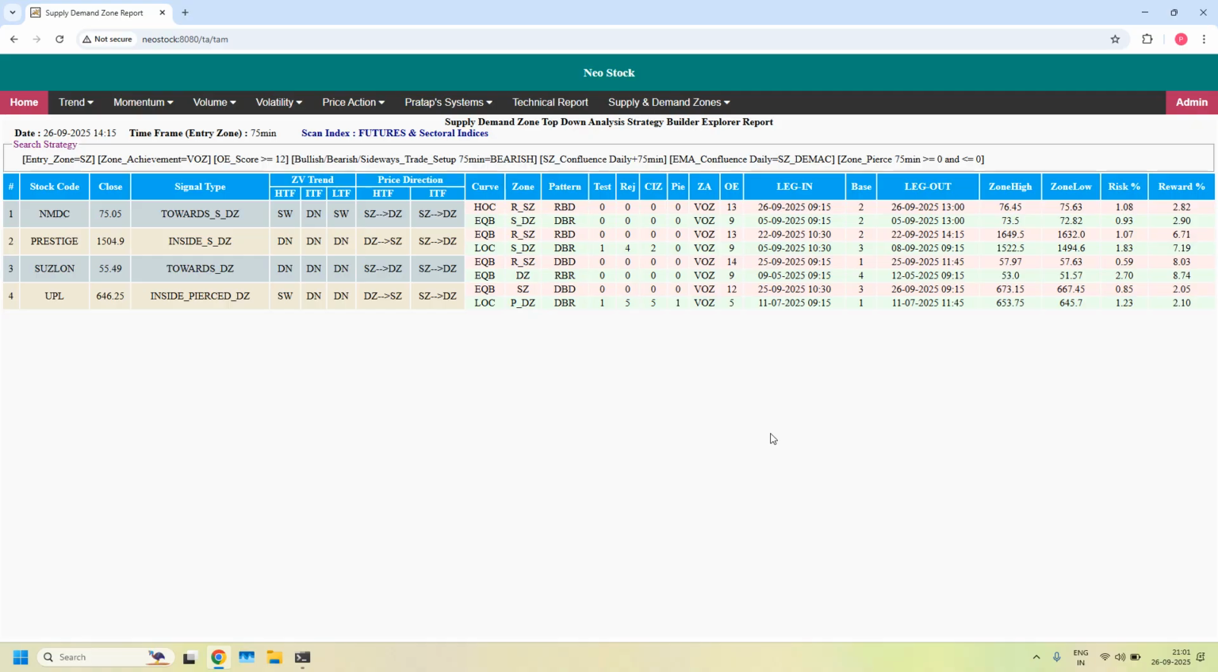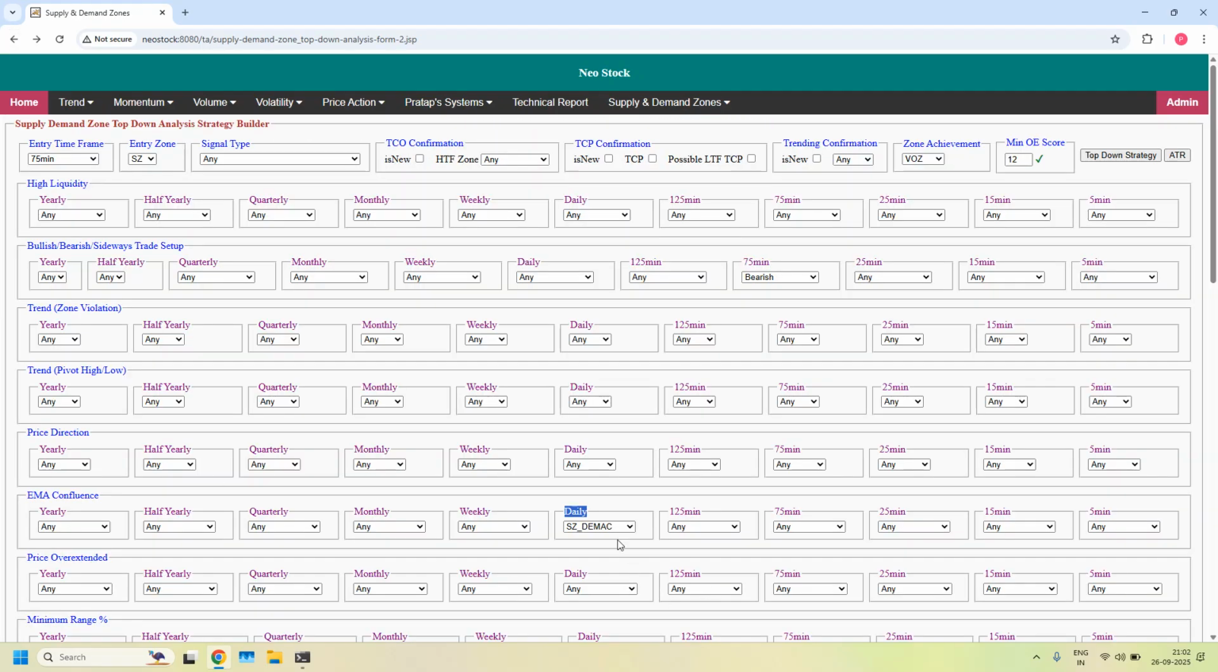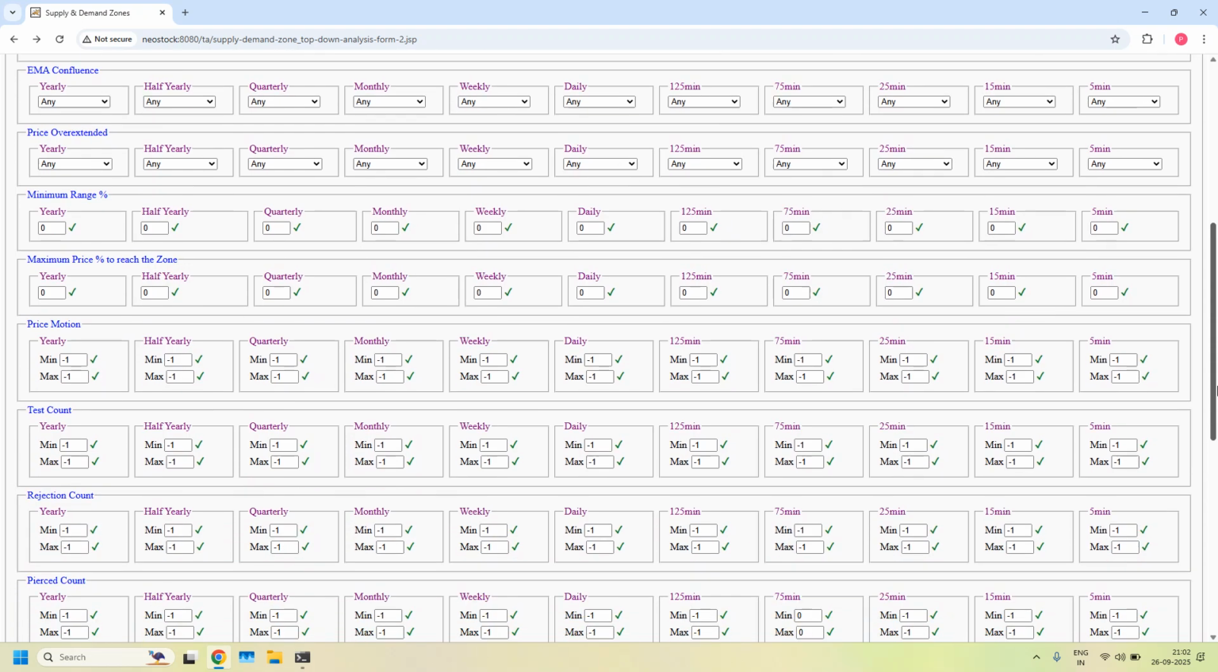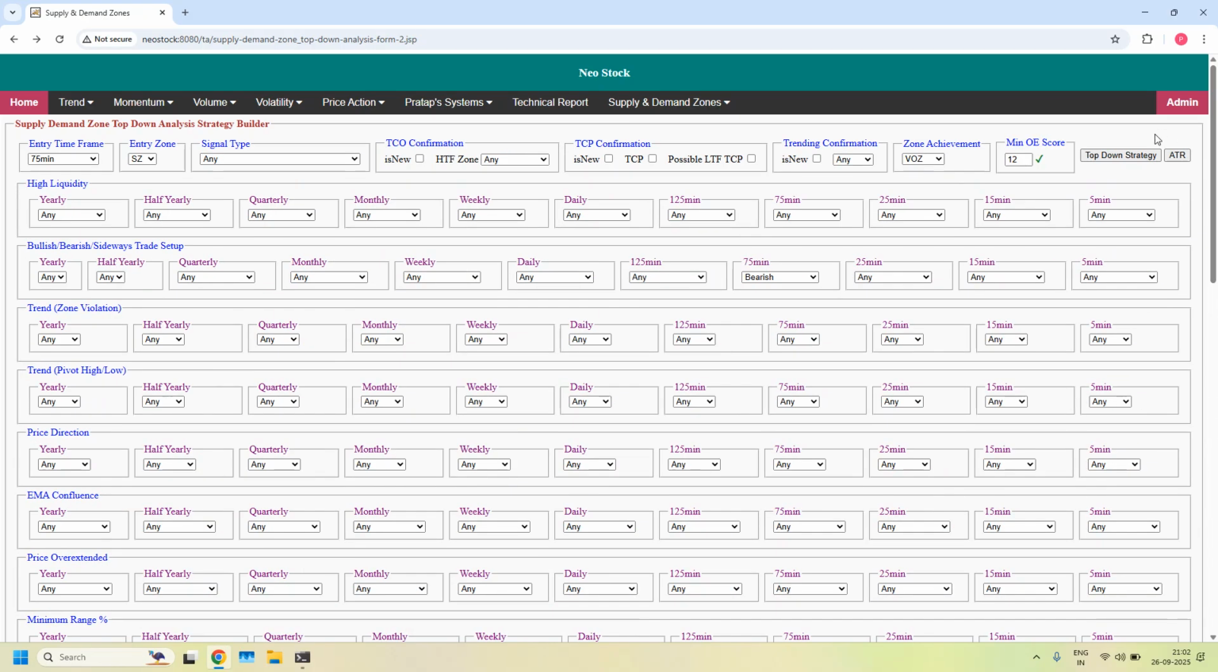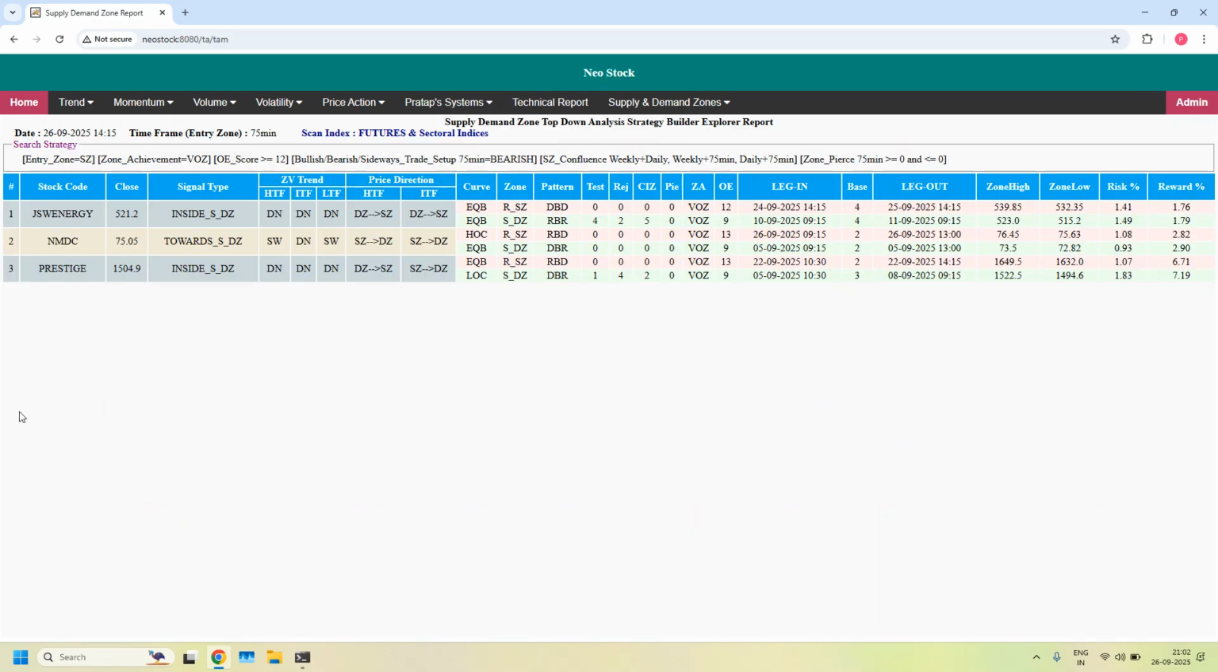Okay, next strategy is LTF, ITF, HTF supply zone confluence. After that, HTF EMA confluence. So I am going back, removing ITF EMA filter. Supply zone confluence, 3 filters I have to set. First one is already enabled, that is 75 minutes and daily. Next 75 minutes and weekly, daily and weekly supply zone confluence. With all the 3 filters, we got 3 stocks.